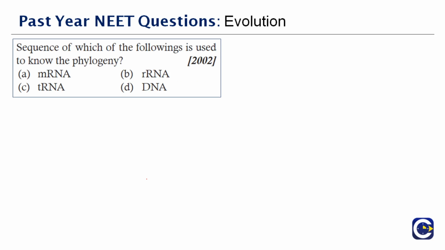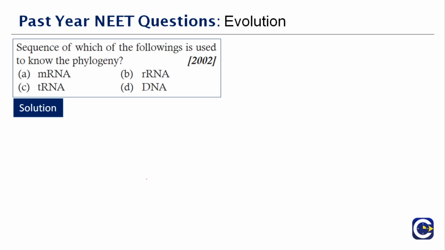Okay, next question here. Sequence of which of the following is used to know the phylogeny? This is a very easy question for you. By now you should know what the answer is. Is it mRNA, which stands for messenger RNA, transfer RNA, DNA, or ribosomal RNA? So the right answer is option B.